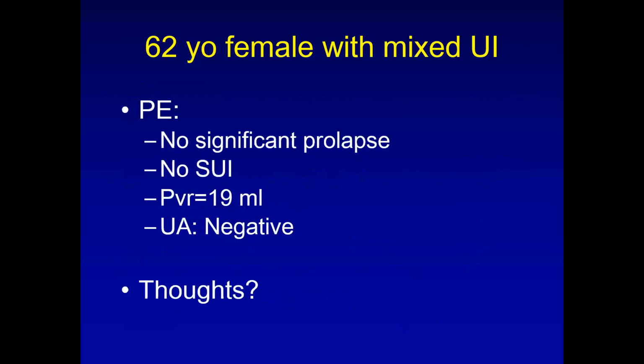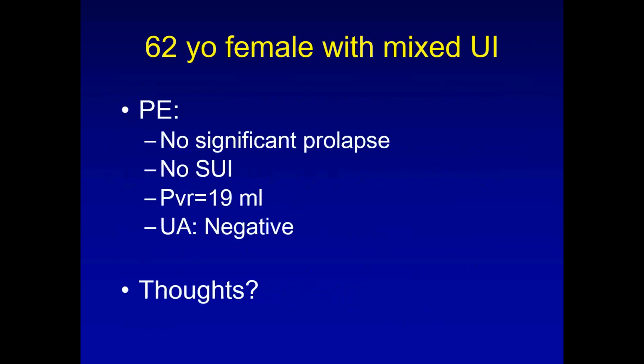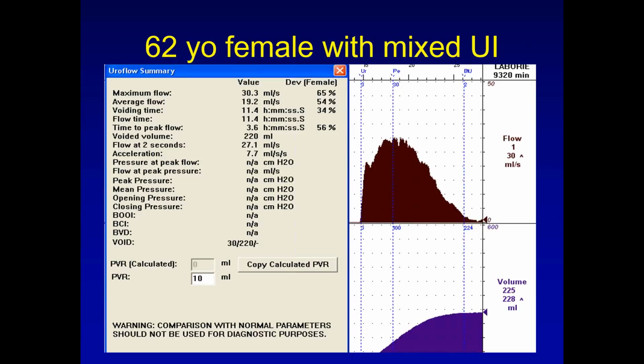Could the previous surgery have been too tight? Could it be diabetes? Could she just have refractory OAB? So her Qmax is 30. Her Q average is 19. Her voided volume is 228, and her PVR is 10. That's a nice looking flow pattern.